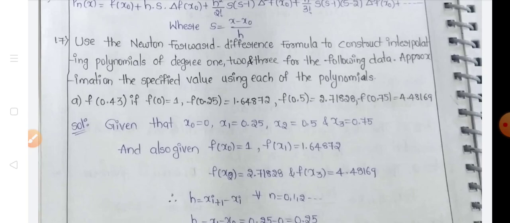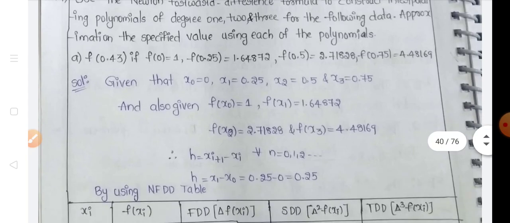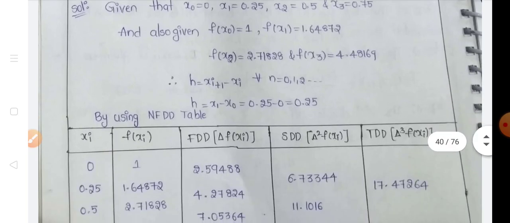Solution. Given that x naught equals 0, x1 is equal to 0.25, x2 is equal to 0.5 and x3 equals 0.75, and also given f of x naught is equal to 1, f of x1 is equal to 1.64872, f of x2 is equal to 2.71828 and f of x3 is equal to 4.48169. Therefore h equals xi plus 1 minus xi for all i equals 0, 1, 2, 3, and so on. h equals x1 minus x naught equals 0.25 minus 0 is equal to 0.25.